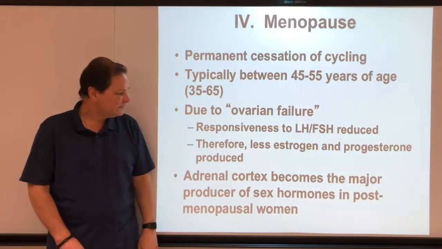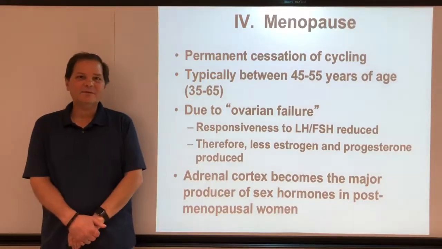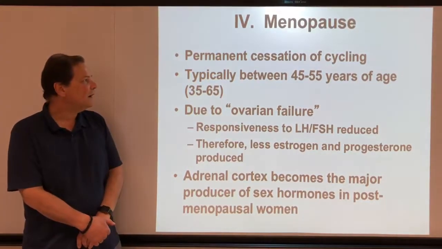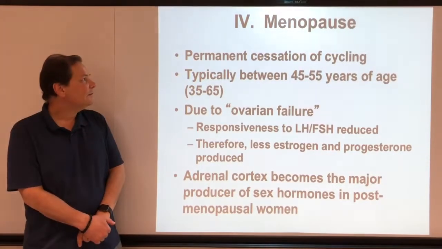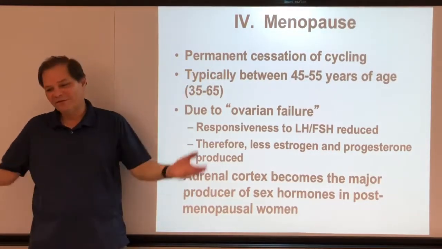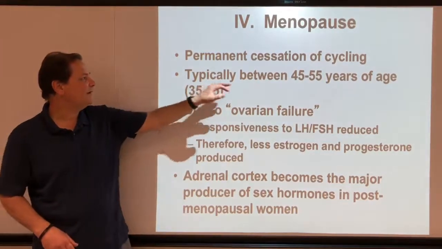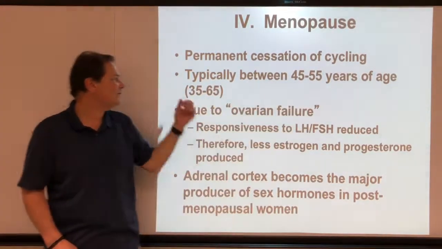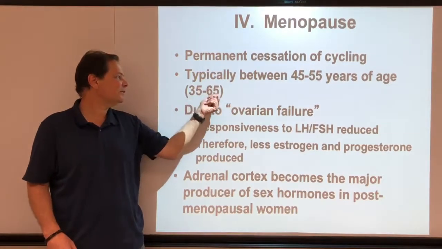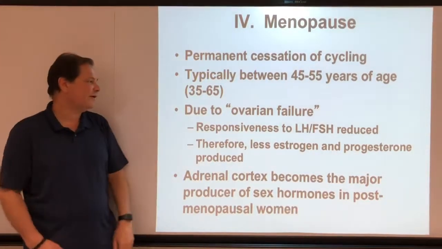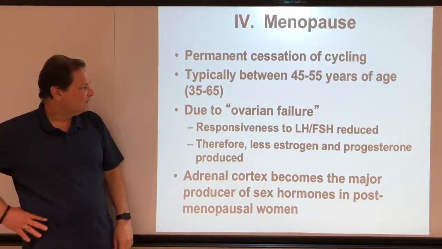All right, so that wraps that up. Let's talk a little bit about menopause here. Menopause is basically the permanent cessation of cycling. You guys know that. Typically it happens between 45 and 55 years. It can happen as early as 35 and as late as 65. It's due to, quote, ovarian failure.